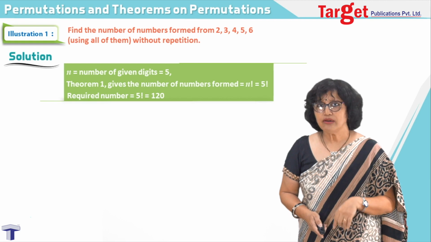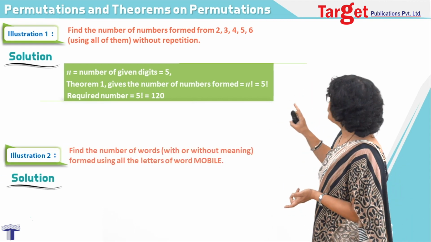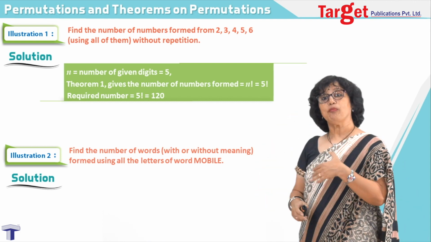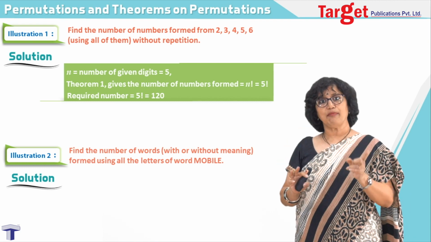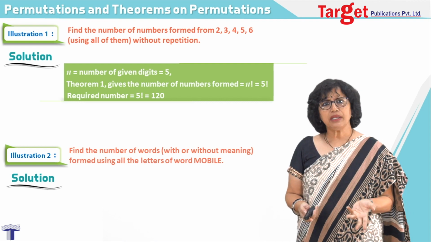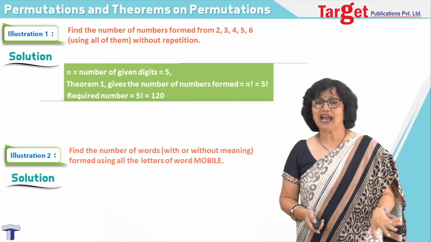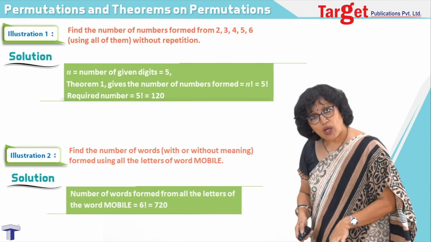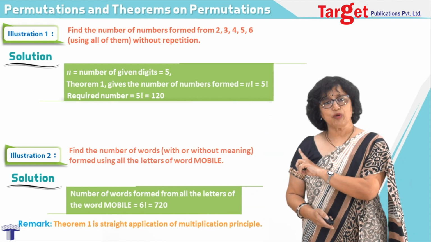Now I go for one more, and my next illustration is find the number of words with or without meaning which are formed from all the letters of the word MOBILE. Mobile is the word M-O-B-I-L-E. All of them are to be used. M-O-B, 3 letters. I-L-E, another 3 letters, means total 6 letters we have. So answer should be nothing but 6 factorial. Can I write directly? You call it either multiplication theorem or theorem 1. Now answer would be 720.